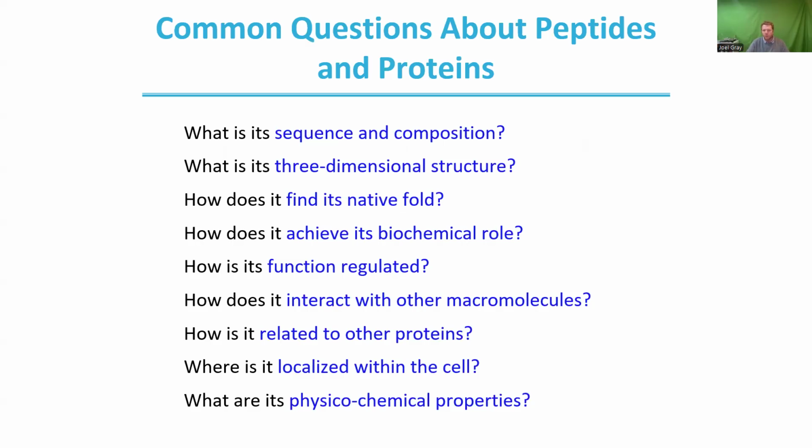Some pretty common questions that we're going to be able to answer about this, some that you have some context for, since we've used some of this terminology before. What is the sequence and composition? What are the amino acids that make up a protein and how are they organized? Which is the first one? Which is the last one? What is the 3D structure of a protein? How does a protein find its native fold? How does it achieve its biochemical role? How is its function regulated? How does it interact with other macromolecules? How is it related to other proteins localized within the cell? And what are some of its properties?